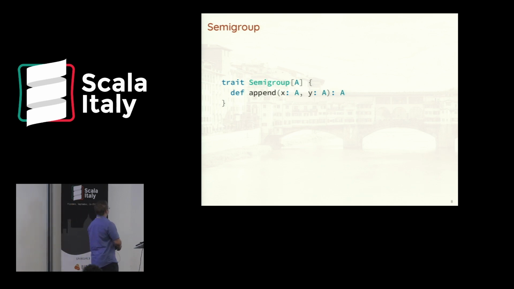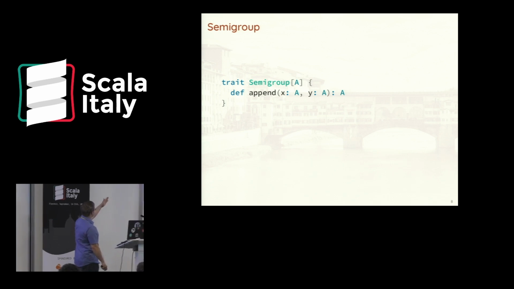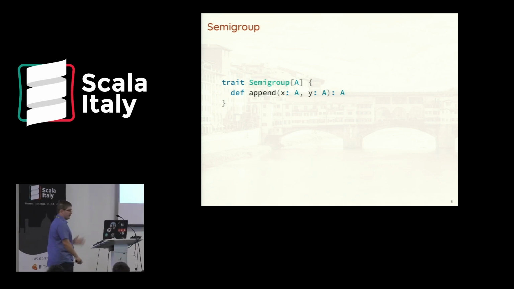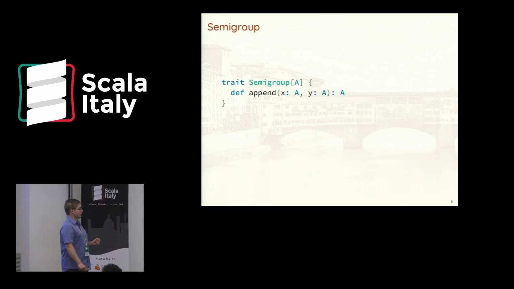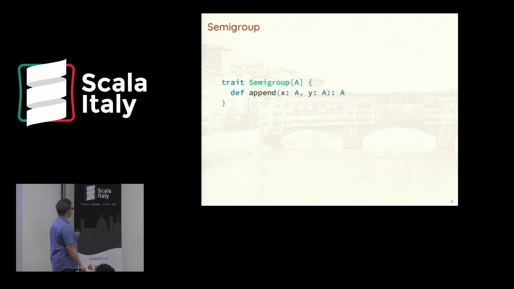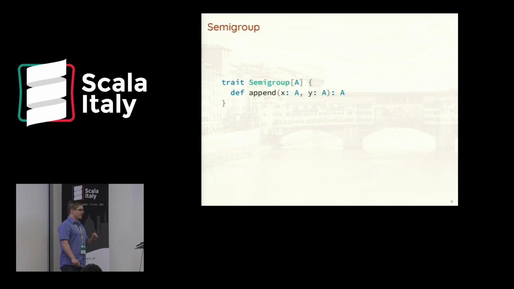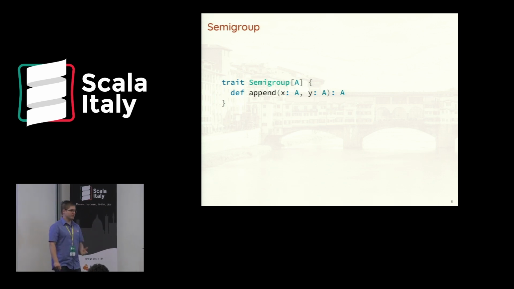So as you can see here, we have a trait, Semigroup, and we take a type parameter, and that trait has just a single method. And it's a very simple method. It just takes 2 arguments and returns a value, and all of these 3 things are of the same type, right? So the append function takes 2 A's and returns another A. And this is basically the definition of that semigroup algebra.